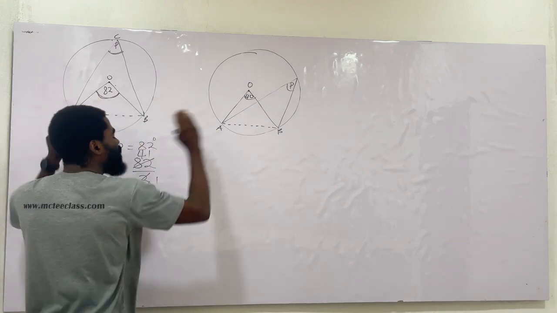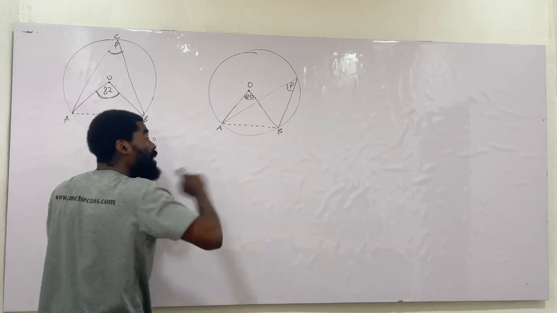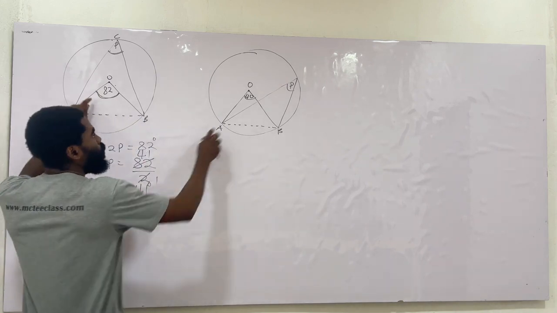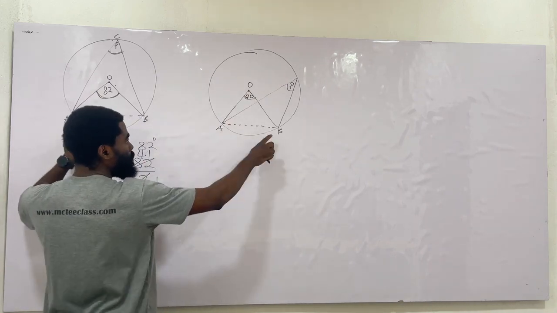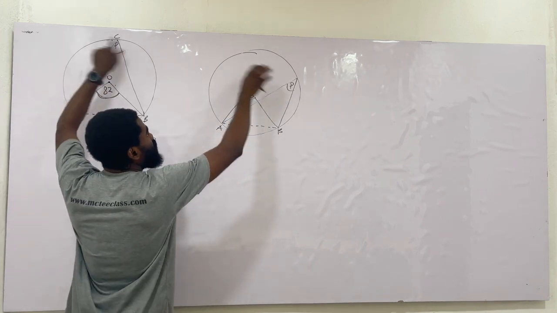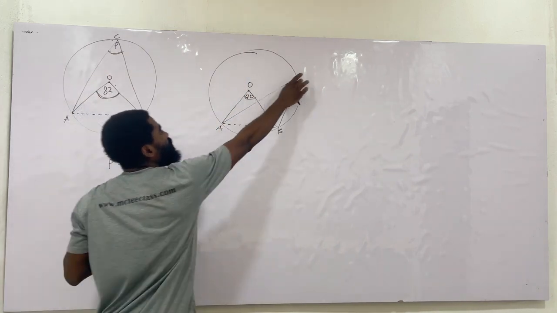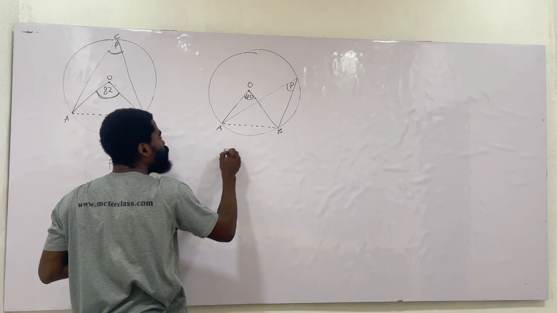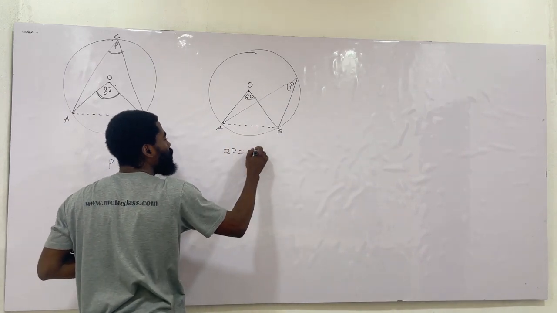See, the diagrams are different, but the concept behind the diagram is the same. How am I saying that? One triangle at the center, they share the same chord, one triangle on the circumference. Wherever it's on, I don't care, but it's at the circumference. Good. So that means once again, 2 times the angle at the circumference equals the angle at the what?